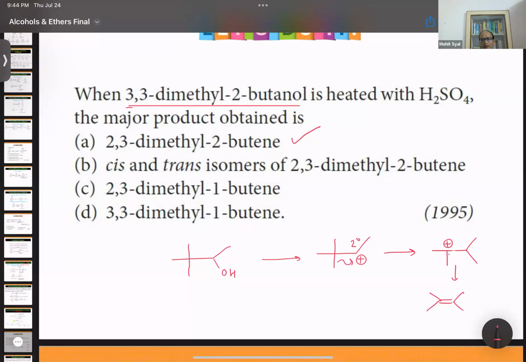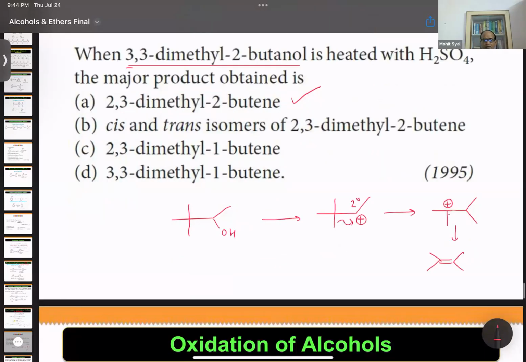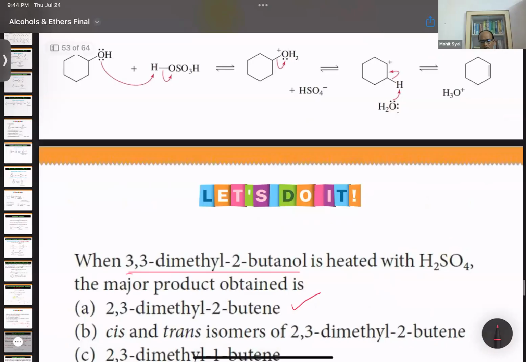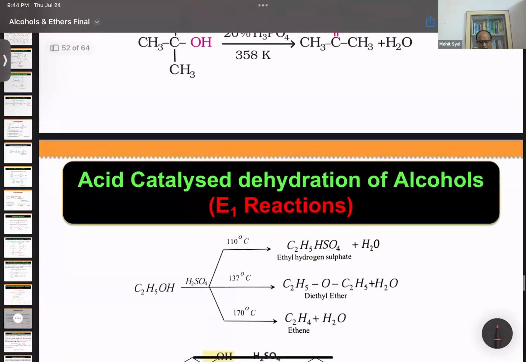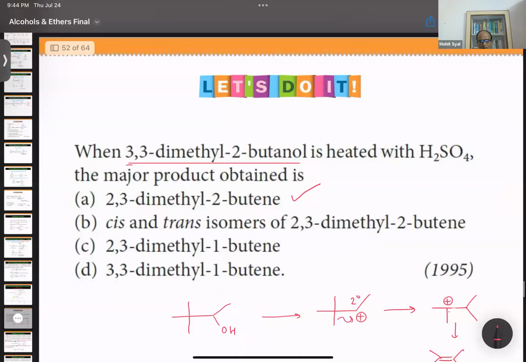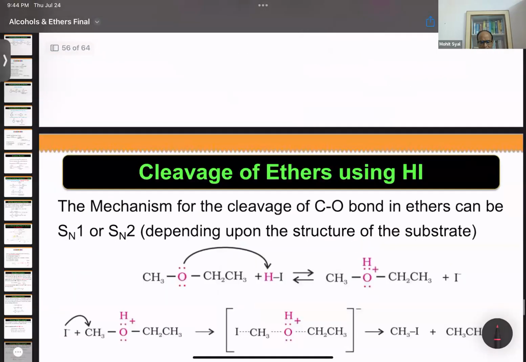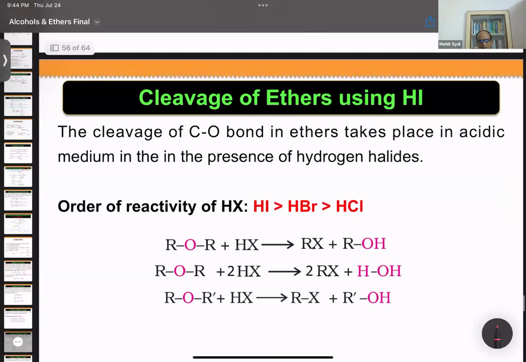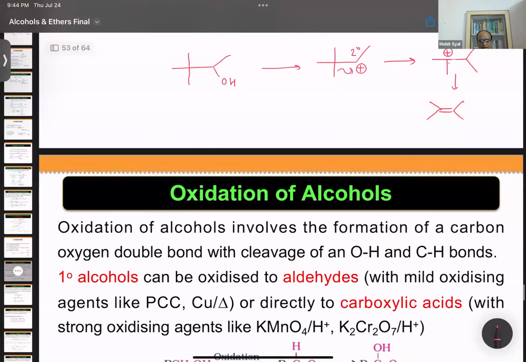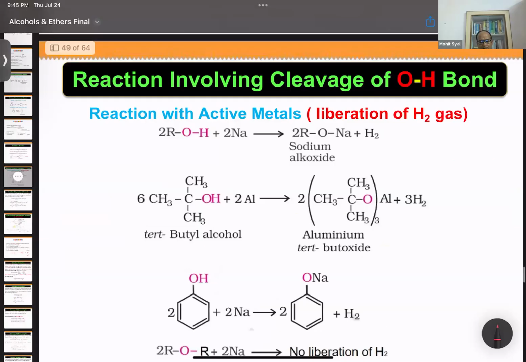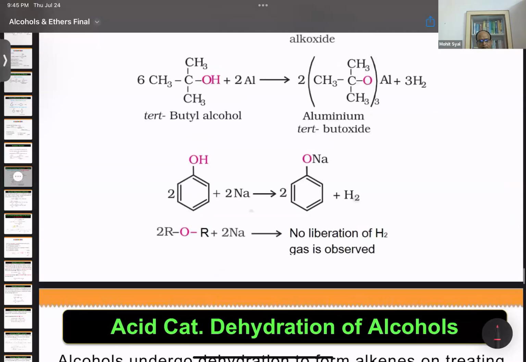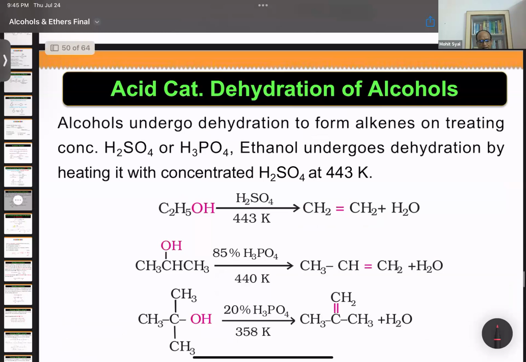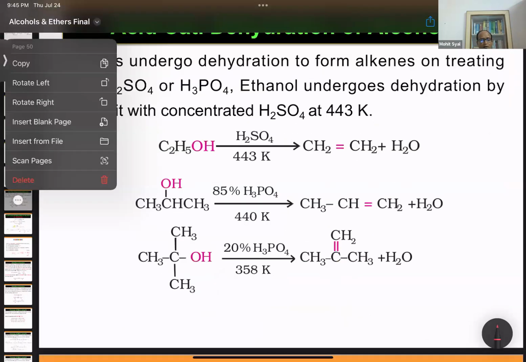Ibrahim, any doubts on this? Yogita? No, sir. So this is how we are going to do this. Let's do some more problems because the oxidation part is yet to be discussed. So we are not going to discuss that in the period of ether. Let's do some more questions on acid catalyzed dehydration because that is a very important topic.